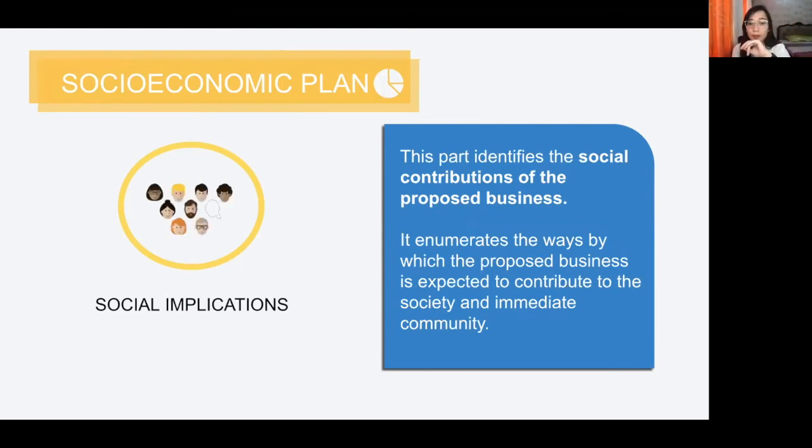When we look at social implications, this part identifies the social contributions of the proposed business, or in your case, it simply discusses the social contributions of the existing enterprise na meron na kayo. So it enumerates the ways by which the proposed business is expected to contribute to the society and immediate community. So, what do I mean by this one? There are a lot of social problems. Marami tayong social problems dito sa Pilipinas. We have poverty, unemployment, hunger. These are part of our social problems. Now, how are we trying to solve this through the businesses na ginagawa natin?